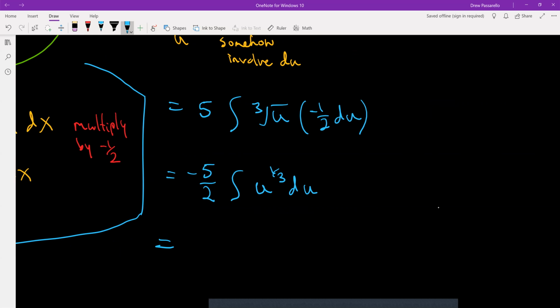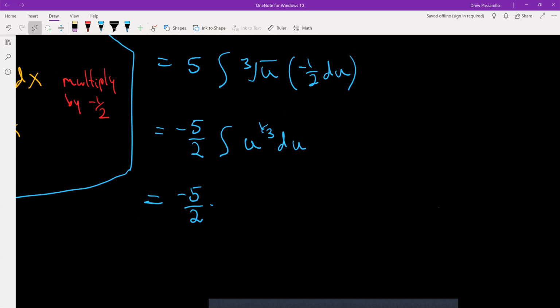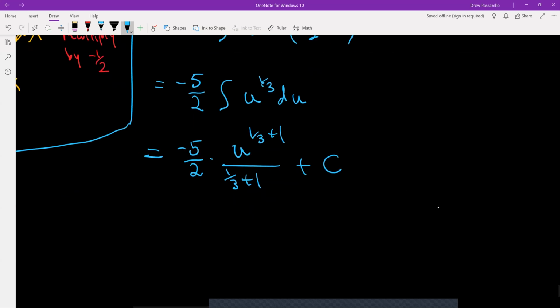All right, so now I integrate. I have negative 5 halves, and then you use the regular power rule of integration for u to the 1/3. So it's going to be u to the 1/3 plus 1, and then dividing by that same thing, 1/3 plus 1. That's going to give me negative 5 halves times u to the 1/3 plus 1, which is u to the 4/3. And if I divide by 4/3, that's the same thing as multiplying by 3/4. So I'm going to go ahead and write it as 3/4.